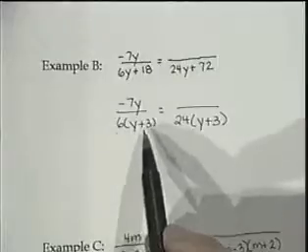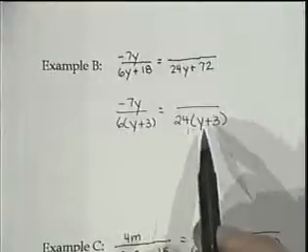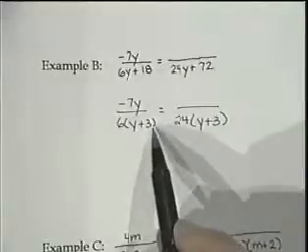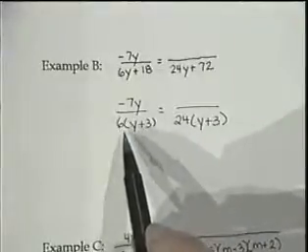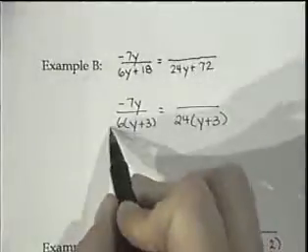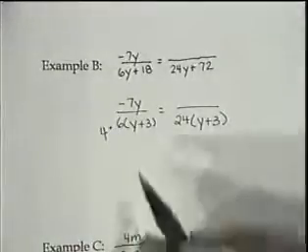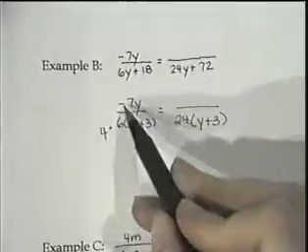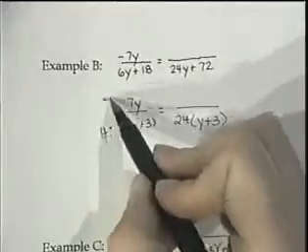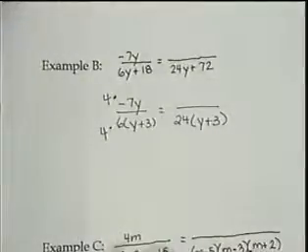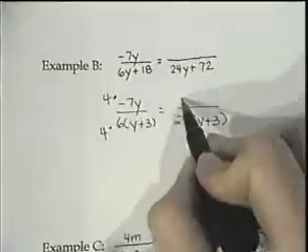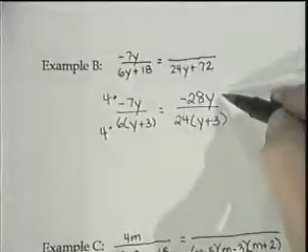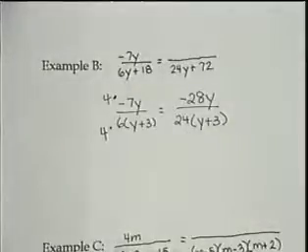What do I need to multiply by here to get me 24 times y plus 3? Well, I already have 6 times y plus 3. The only thing I need to multiply by here is 4, right? 4 times 6 would give me the 24. So now let's multiply on the top by 4. 4 times negative 7y gives me negative 28y. And therefore, that is the new numerator that you need.